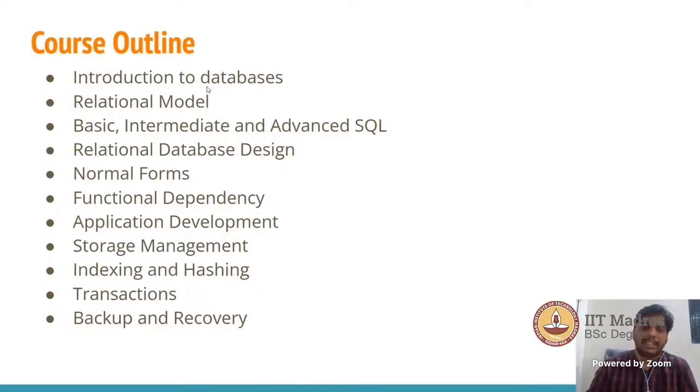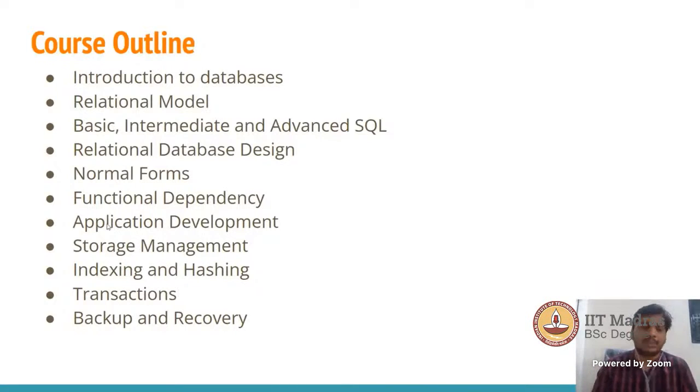So in week 5, we will be discussing functional dependence. What are the different types of keys? Super keys, candidate keys, how to find them, and what are the various types of normal forms. All those things are going to be discussed in week 5 and week 6.